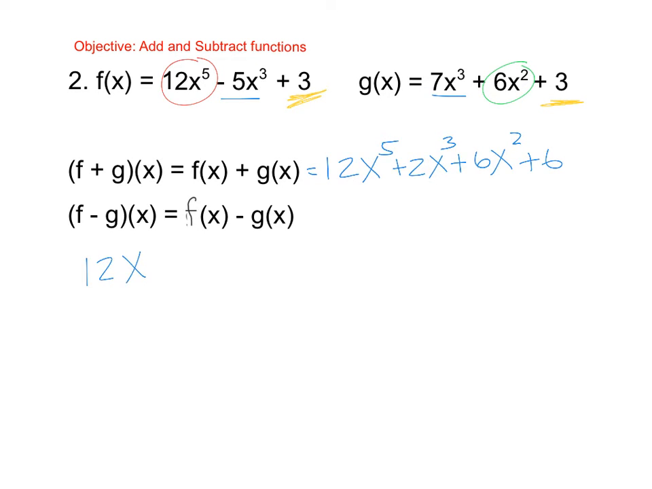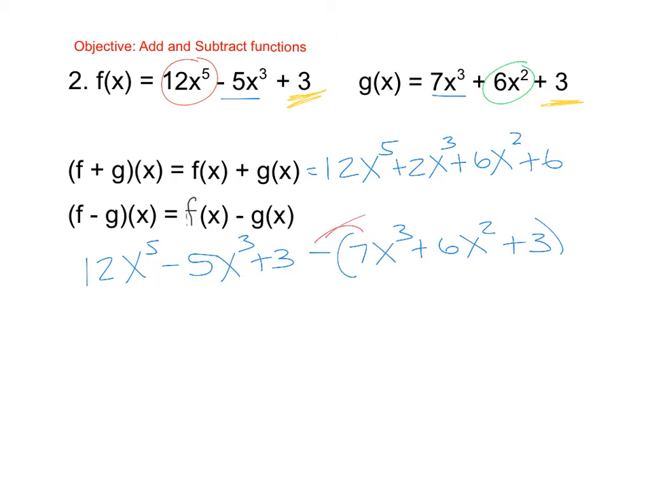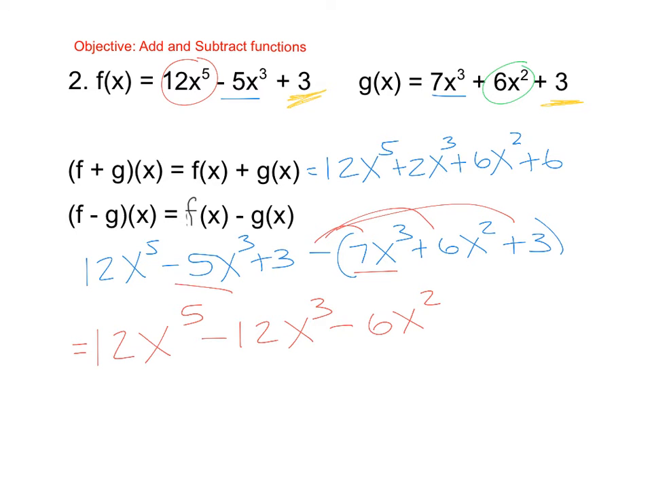Now with the subtraction, I usually will actually write these out. So 12x to the fifth minus 5x cubed plus 3, minus (7x cubed plus 6x squared plus 3). So make sure you distribute the negative. So we still get 12x to the fifth, but we get the negative 5 and negative 7 gives me negative 12x cubed, minus 6x squared, and then the 3's cancel out. So that is our answer for the subtraction.